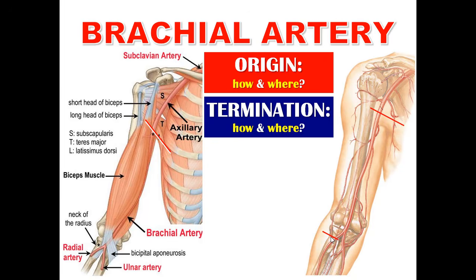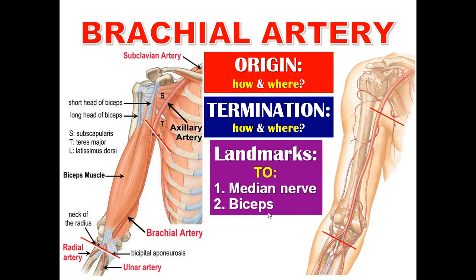So origin, where: lower border of teres major; how: continuation of the axillary artery. Termination, where: opposite the neck of the radius; how: by dividing into radial and ulnar arteries. Then we'll talk about landmarks. The brachial artery is related to the biceps muscle and to the median nerve. We see here it is running along the medial border of the biceps, and in the cubital fossa it is medial to the tendon of the biceps.